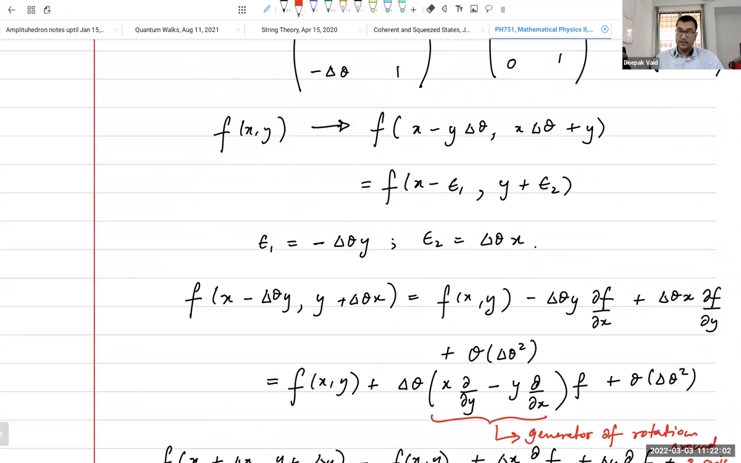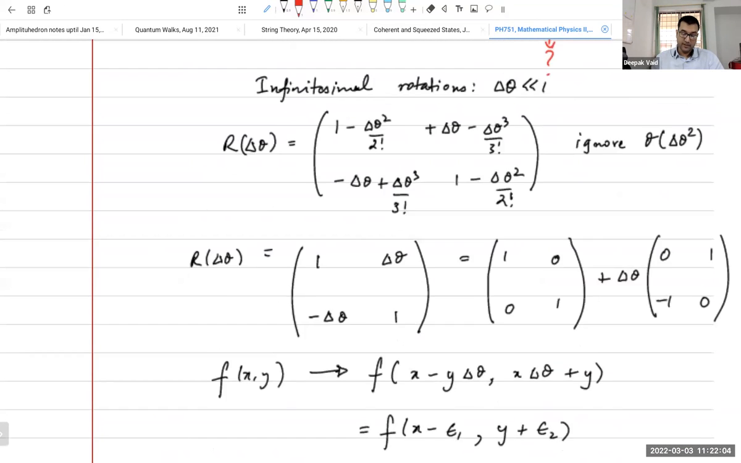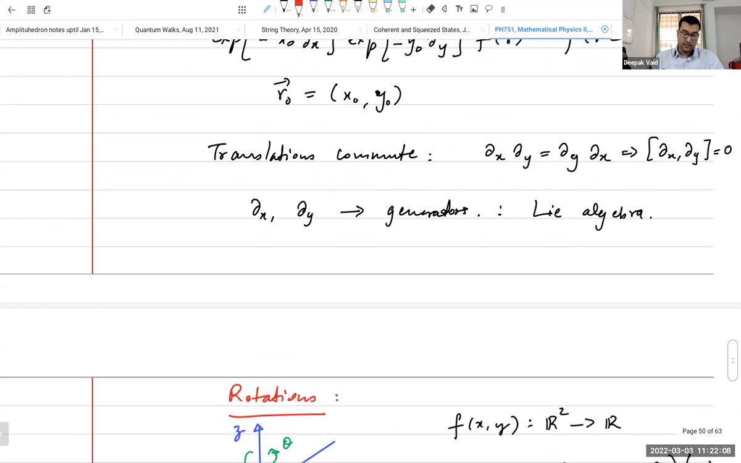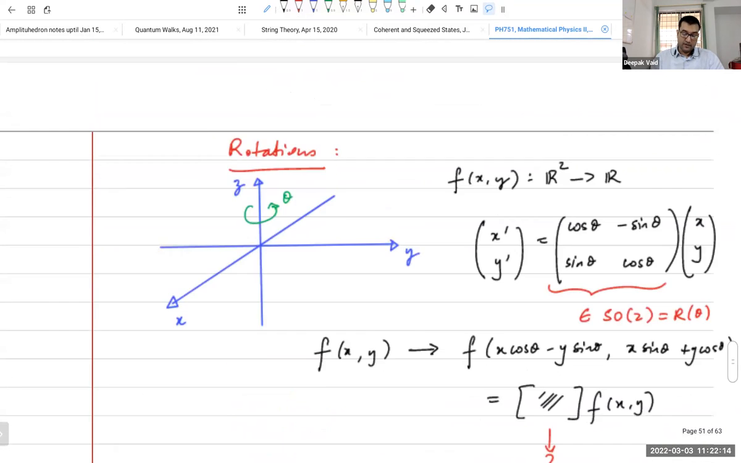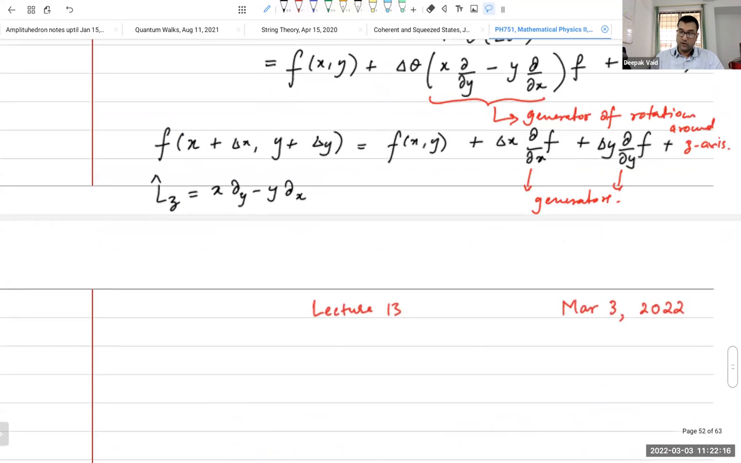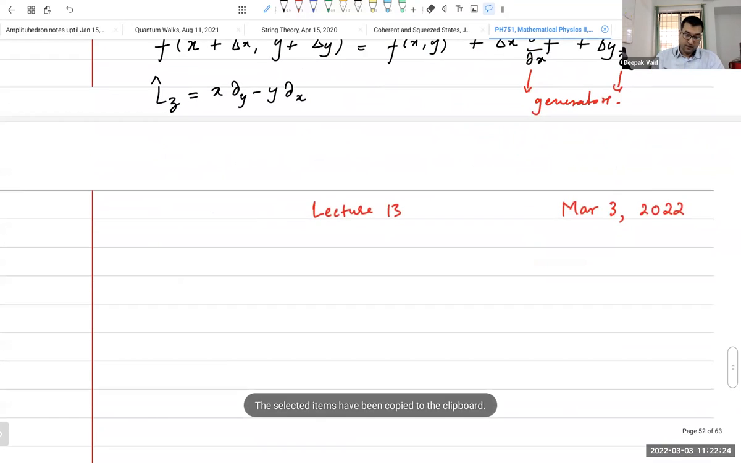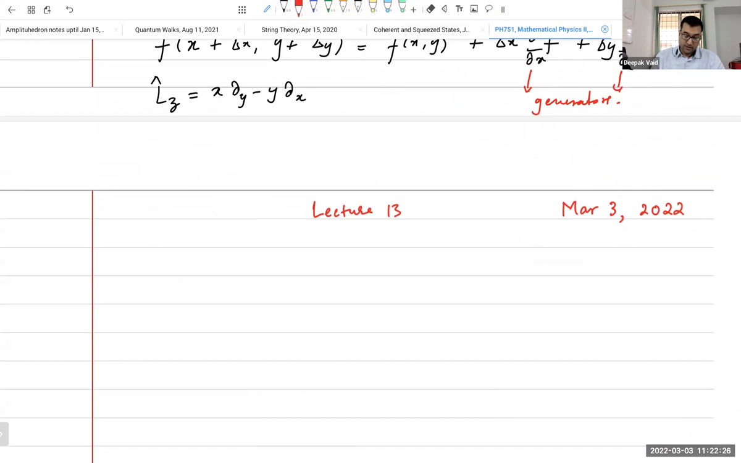So what we see is that, for instance, for translations, the generator is nothing more than the derivative in a certain direction, right? And then for rotations around the z-axis, the generator is given by this complicated looking operator, right? So we'll continue talking about this.